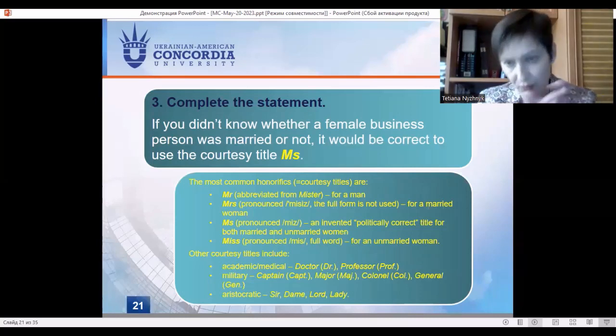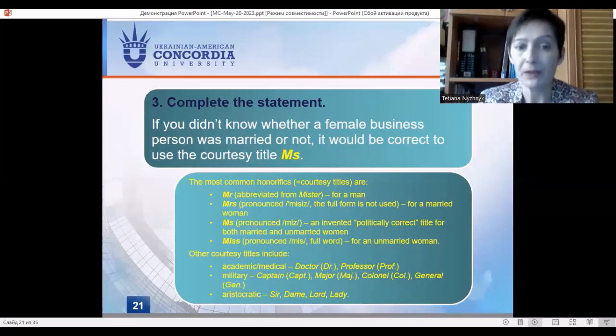Now, Miss, the full word, not abbreviated and not shortened, is used to refer to an unmarried woman. And now, obviously, you can definitely see that there is some sort of discrimination, like nobody cares whether a man is married or not, but you have to identify whether a woman is married or not. Now, in the previous century, they invented the honorific title or the courtesy title, Ms. It's, again, an invented title. There is no full form.